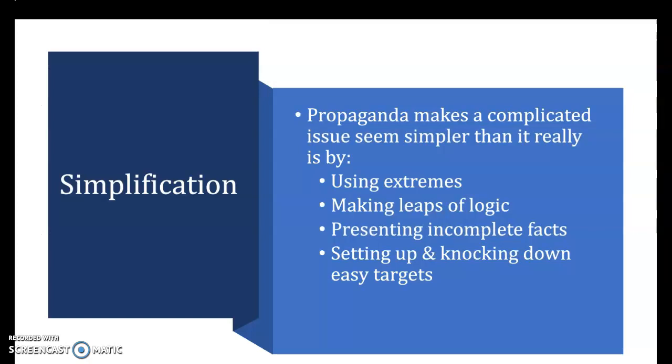So what is simplification? Simplification is basically taking some deeply complicated issue like war or crime or COVID-19 or elections or whatever, some deeply, deeply complicated issue with many layers and many sides, and it just boils it down to something that seems very, very simple. And a lot of times extremes will make something seem more simple.